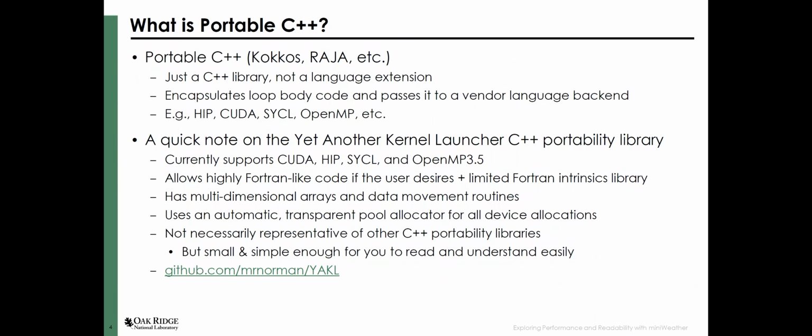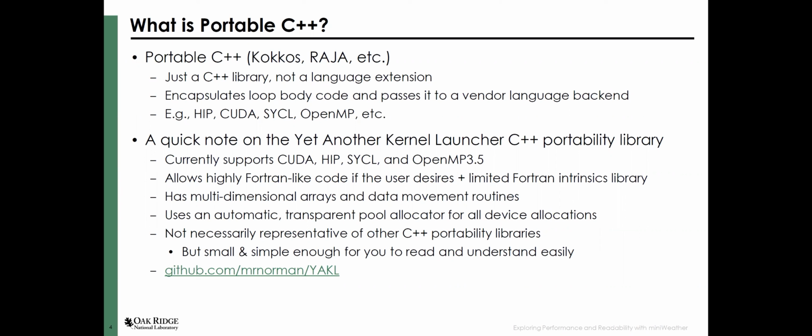And the C++ portability library I'm using is called Yet Another Kernel Launcher. This is kind of an in-house C++ library for the E3SM MMF code in the Exascale Computing Project. It currently supports the 3 GPU vendors and CPU threads with OpenMP. It allows highly Fortran-like code in the back end. We have multi-dimensional arrays that behave just like Fortran arrays, and we have a limited Fortran intrinsics library. You can write C-style code if you want as well. And it has an automatic transparent pool allocator for all device allocations. So frequent allocations and frees are very, very cheap. That'll play into some of the performance results.